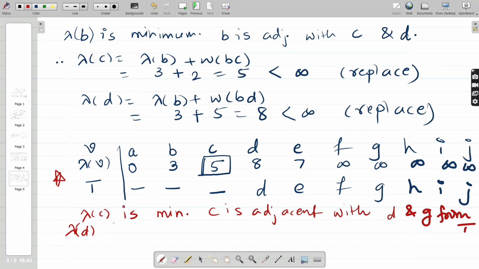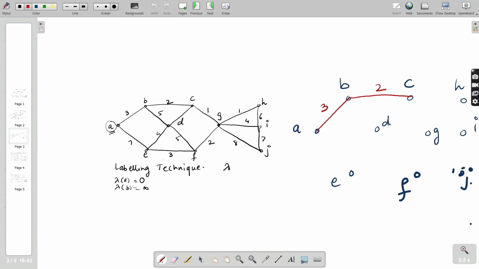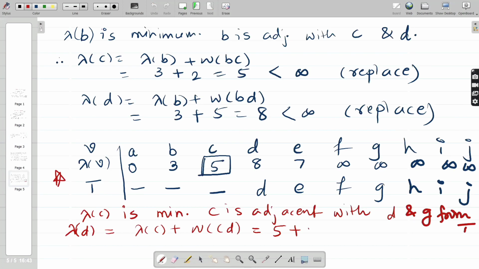Now lambda D is equal to lambda C plus weight of CD. So lambda C is 5 and weight of CD, I have not taken it here, so let me define it as 2. So the answer is 7 now. And what we were getting here, lambda D was 8. So 7 is less than 8 here, and therefore I can replace this 8 by 7 in the next table.